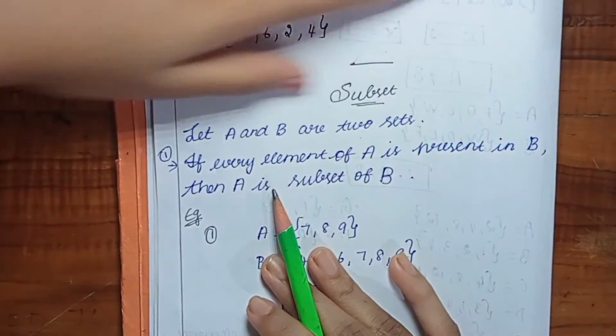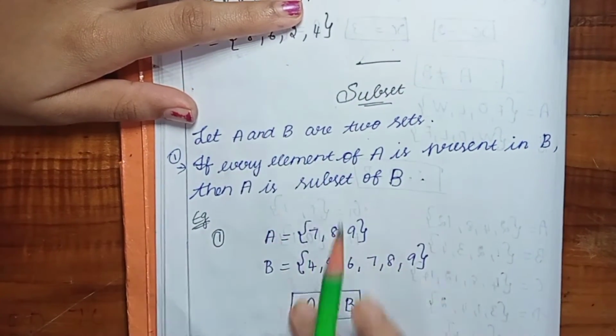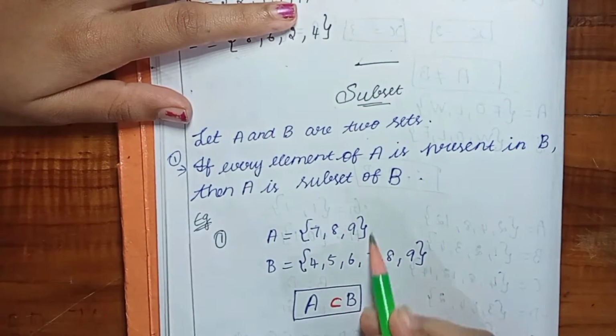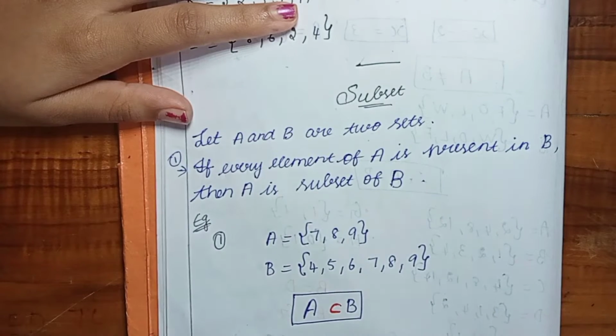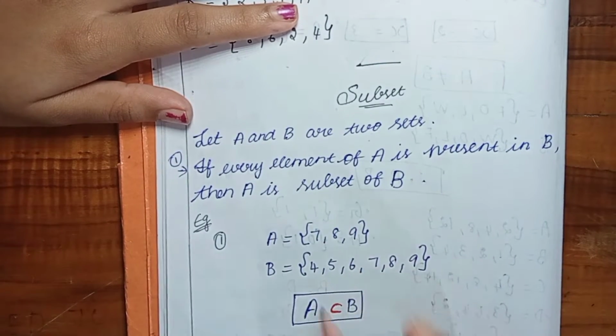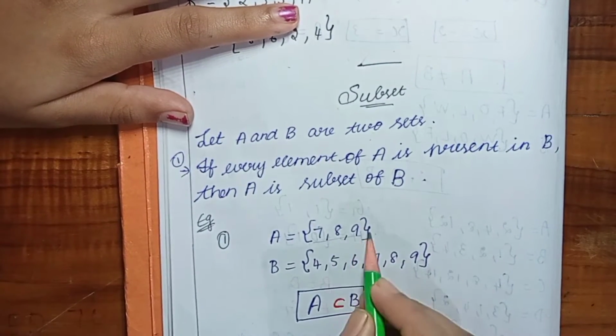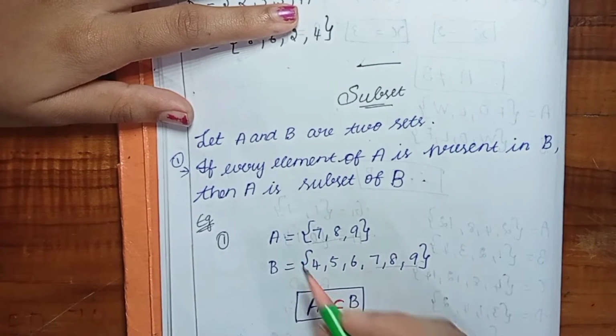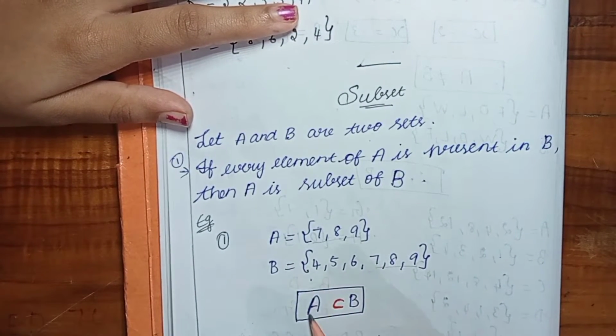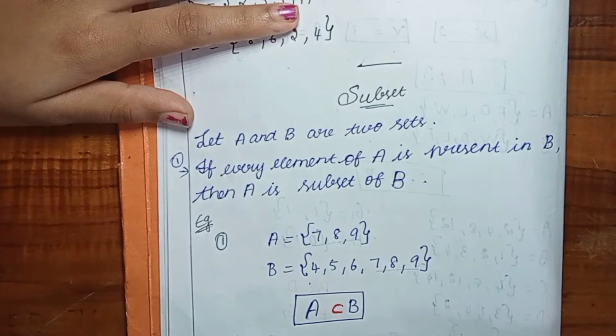Next you have subset. Let A and B be two sets. If every element of A is present in B, then A is a subset of B. For example, every element of A, 7, 8, 9, is there in B, 7, 8, 9. So A is a subset of B. This is what we call subsets.